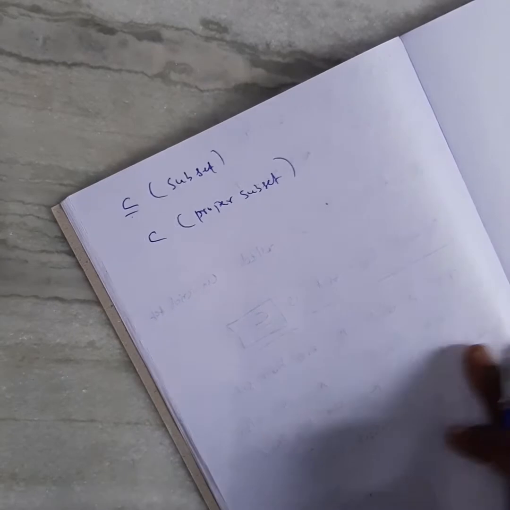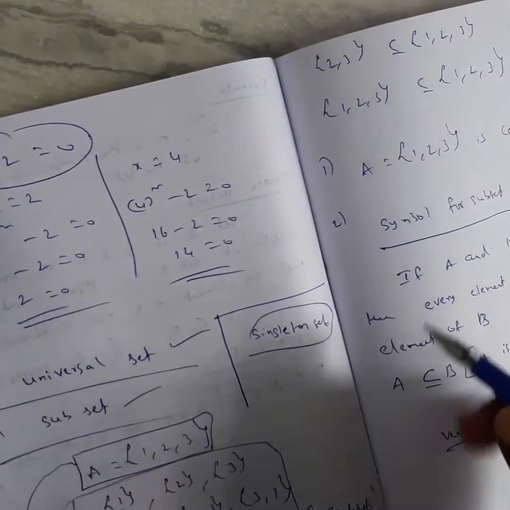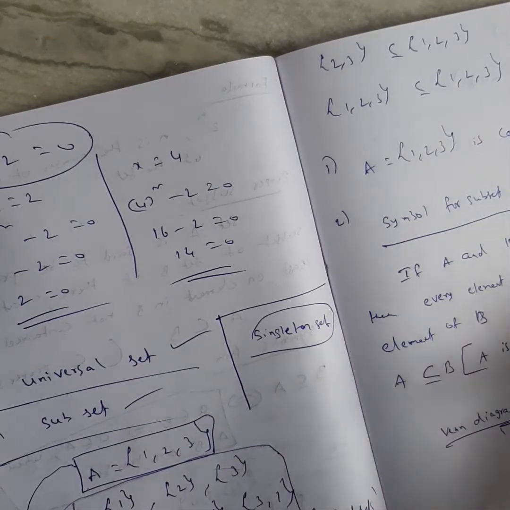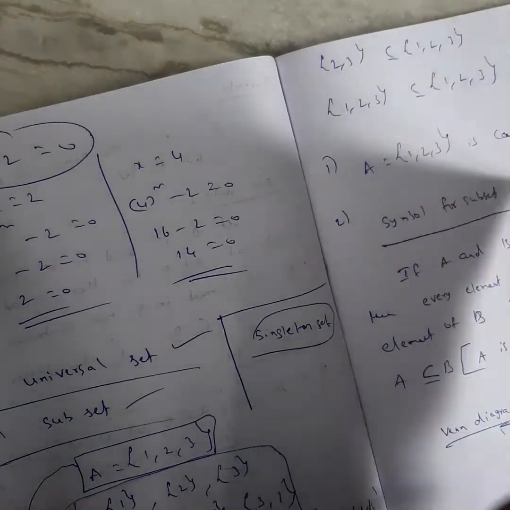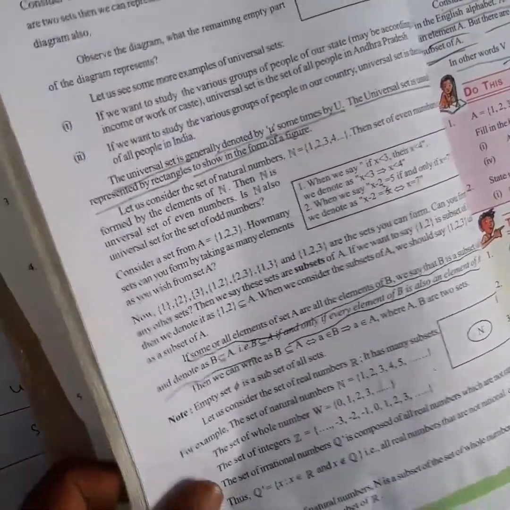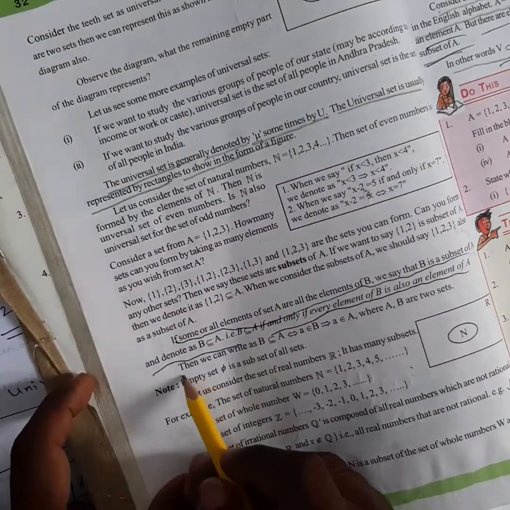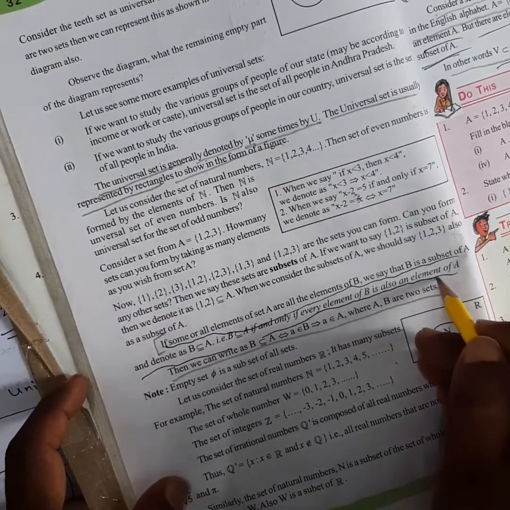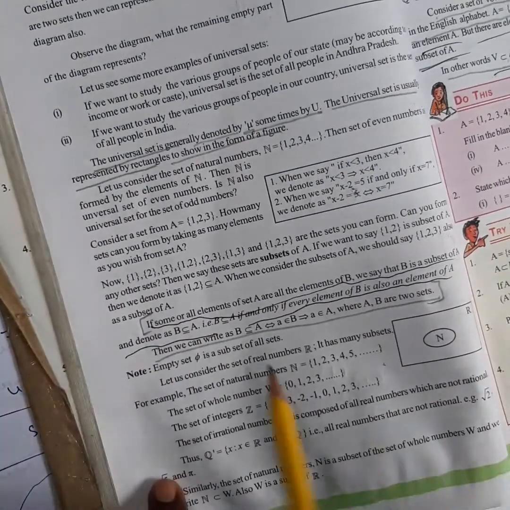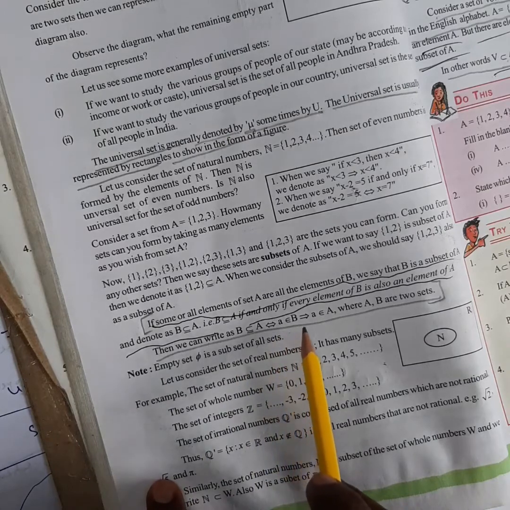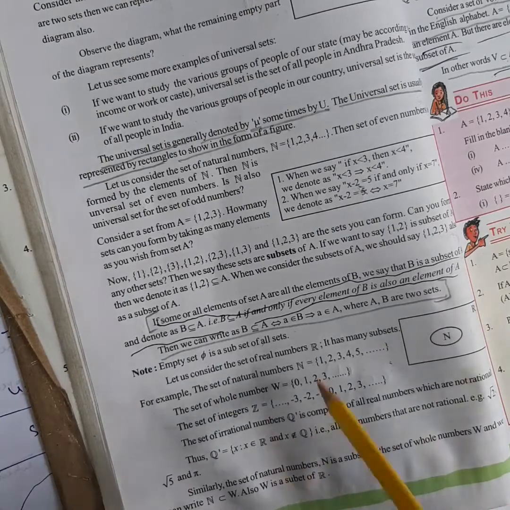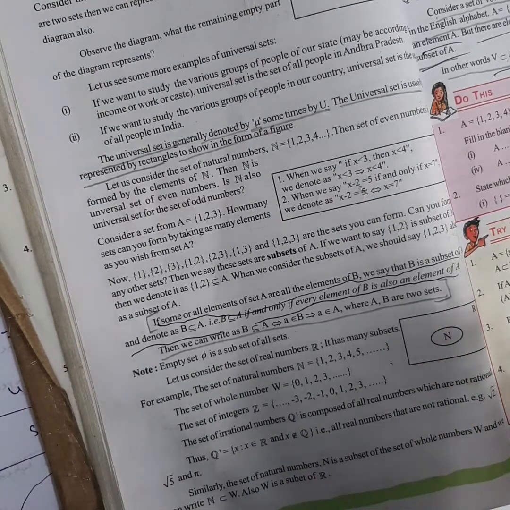So what is a subset, I already told. If A and B are two sets, and every element of A is also an element of B, then we say that A is a subset of B. This is from the textbook; this is the definition. If some or all elements of A are also elements of B, then A is called a subset of B. Wherever A, B are two sets. Here I explained the universal set and everything.